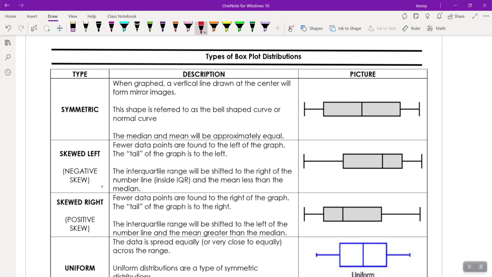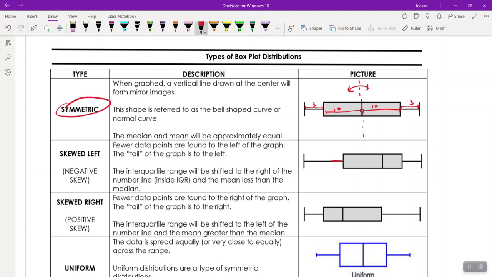Now, if you have a symmetric box and whiskers plot, that means that this length right here, if it's 10, then this one will also be 10, okay? If this one is, let's say, I'm going to use a different number, 3, then this one also has to be 3. If you were to draw a line down the middle, you would have mirror images. So that's how you know that you're symmetric.